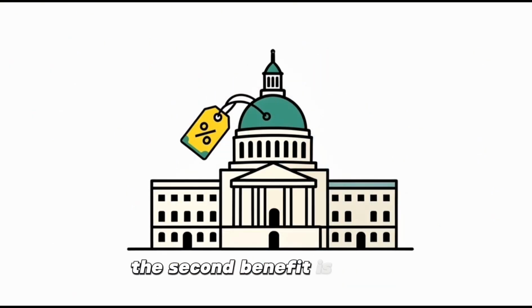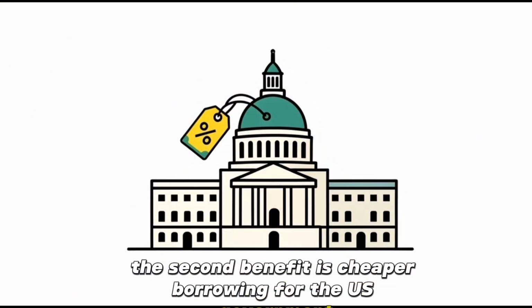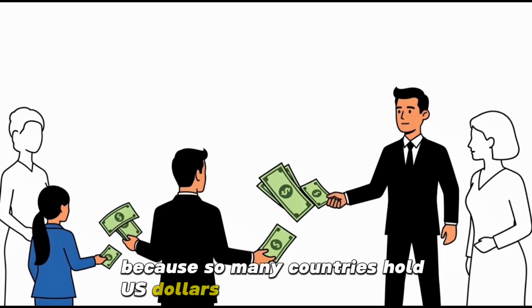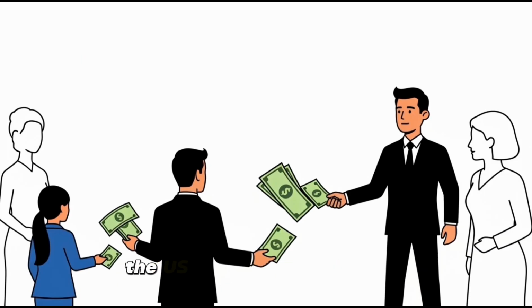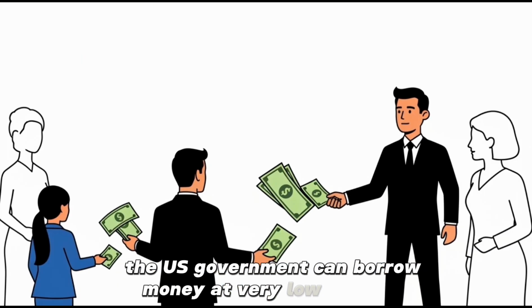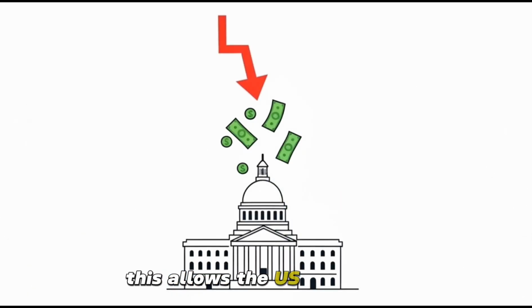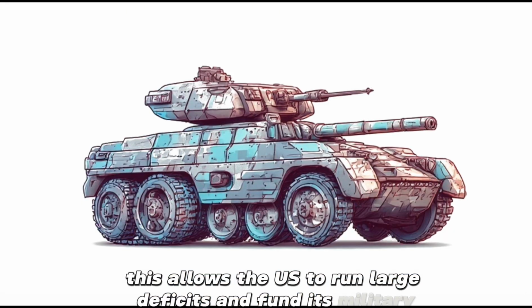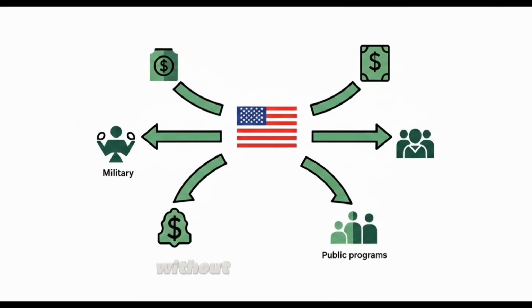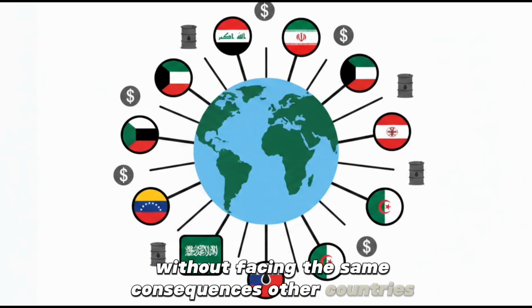The second benefit is cheaper borrowing for the US government. Because so many countries hold US dollars and buy US Treasury bonds, the US government can borrow money at very low interest rates. This allows the US to run large deficits and fund its military, infrastructure, and programs without facing the same consequences other countries would.